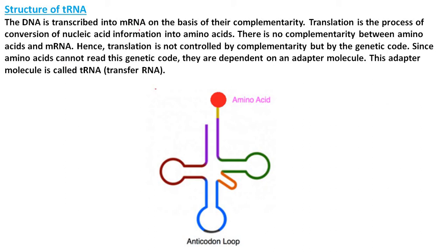The DNA is transcribed into the mRNA on the basis of complementarity. Translation is the process of conversion of nucleic acid information into amino acids. There is no complementarity between amino acids and the mRNA. Hence, translation is not controlled by complementarity but by the genetic code. Since the amino acid cannot read this genetic code, it is dependent on an adapter molecule, and this adapter molecule is called the tRNA.